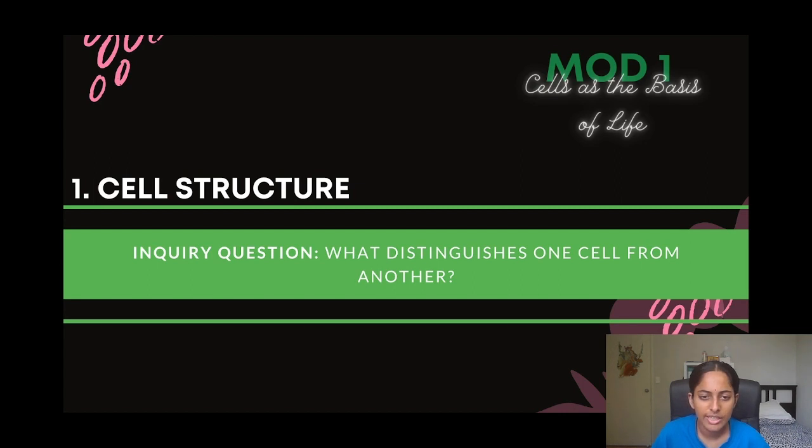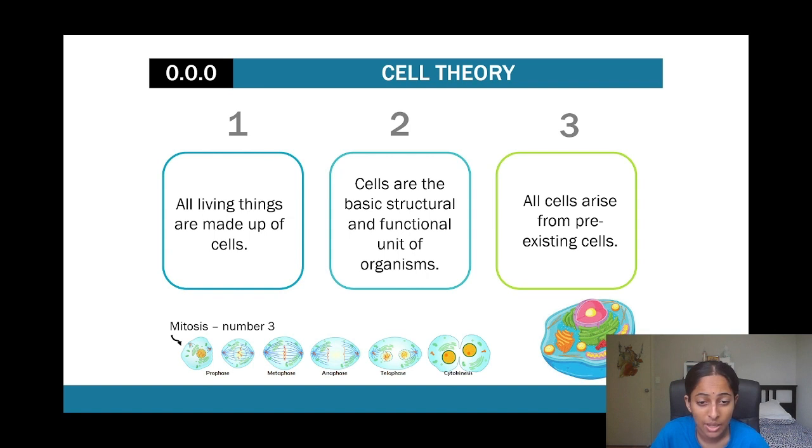Now, cell structure has evolved a lot, so you have different theories around it, but ultimately it's come down to cell theory. Cell theory pretty much just says that all living things are made up of cells. Cells are like the unit blocks and the main basic structural form for organisms. And then all cells come from pre-existing cells. So that relates to things such as mitosis as well as meiosis.